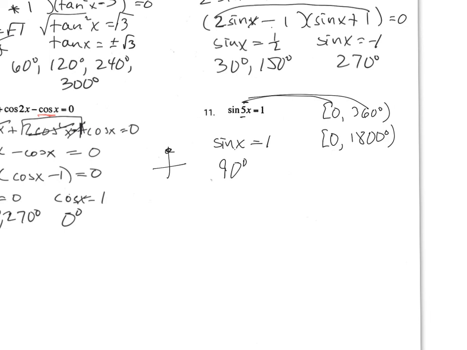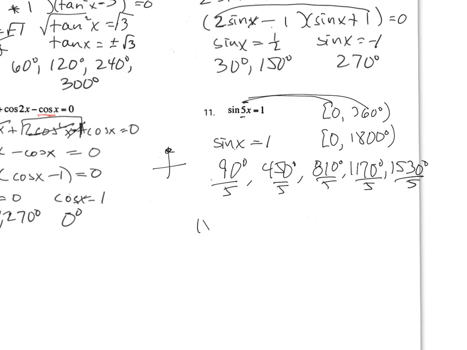So 90, 90 plus 360, 450, plus 360, 810, plus 360, 1170, plus 360, 1530. Then you go back and you divide them all by 5. If when you divide by 5 you get a decimal, please write the decimal. 18 degrees, 90, 162 degrees, 234 degrees, and 306. And then, of course, that meets our requirements of being between 0 and 360.